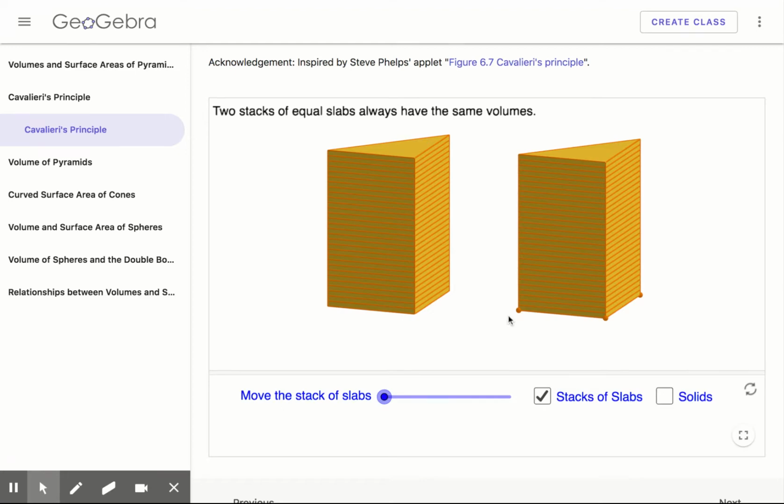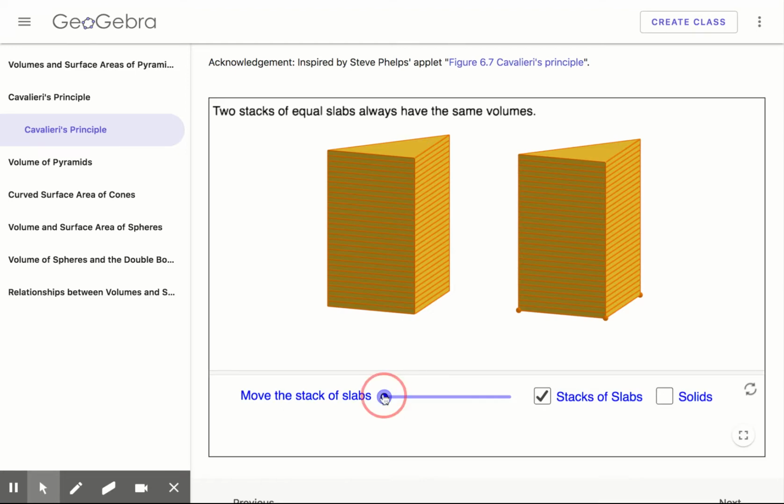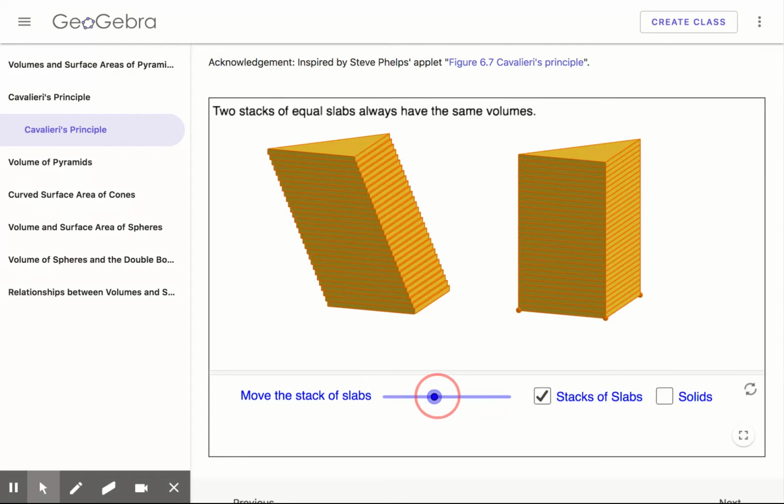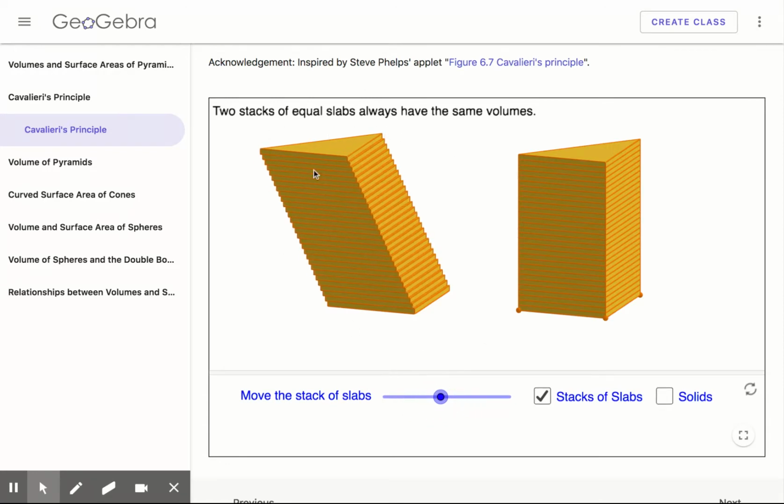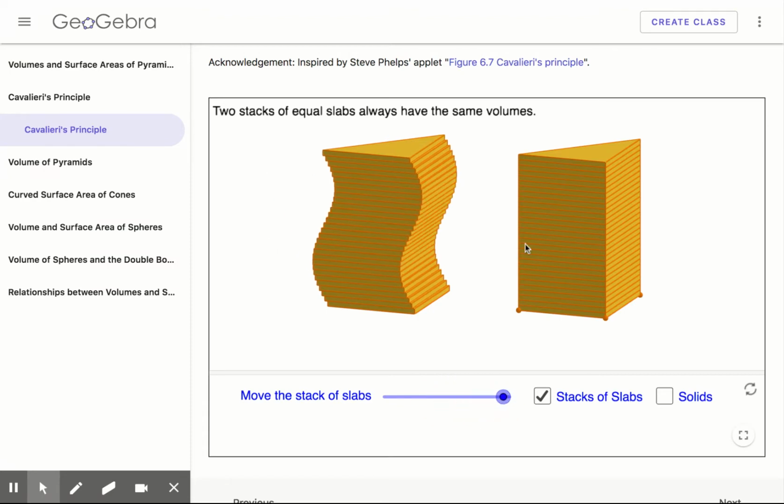So you can see that no matter how I move these stacks of slabs, even if it's oblique, so this would be an oblique prism, this would be a right prism, or I can even make it look like this, these two figures will always have the same volume. So that is how Cavalieri's principle works.